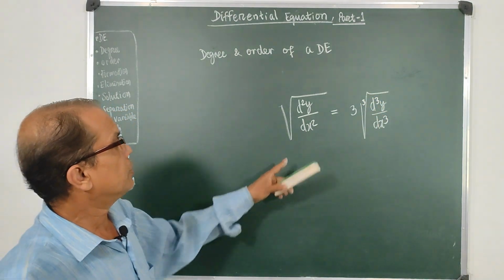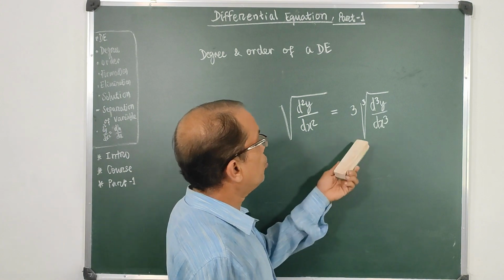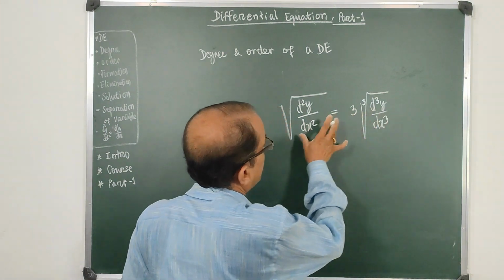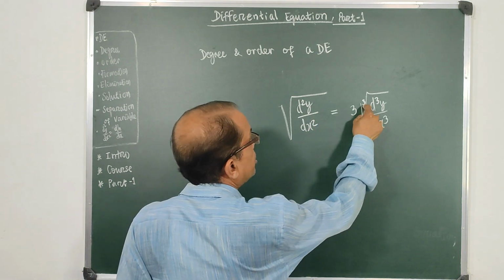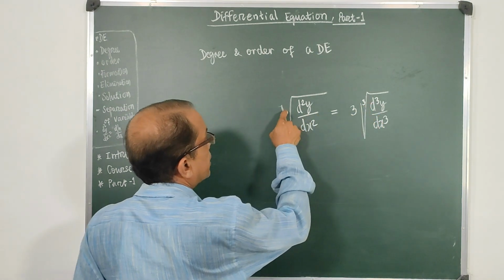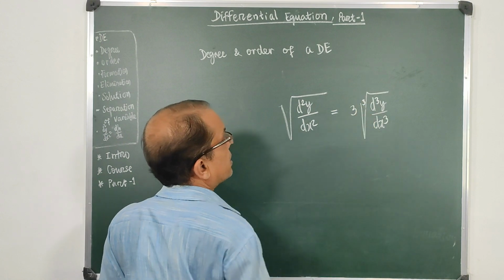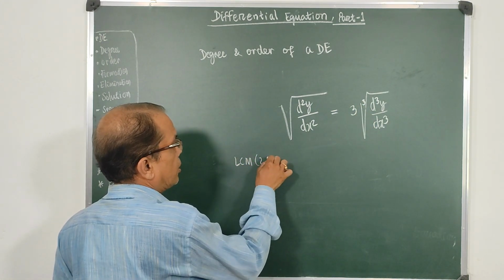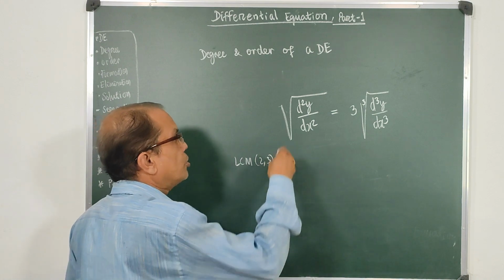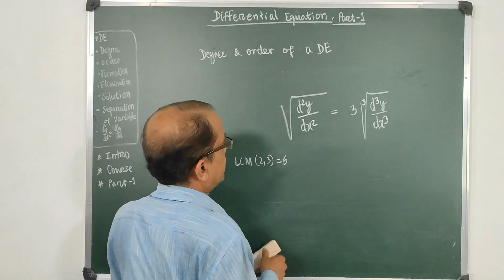Then when there is a square root or a cube root, we cannot directly find the degree and order. So we have to find an LCM of these two. This is the third root and this is the second root. So 2 and 3 make 6. The LCM of 2 and 3 is 6. So we take the sixth power of both sides.